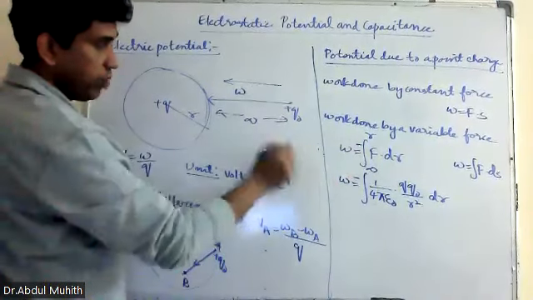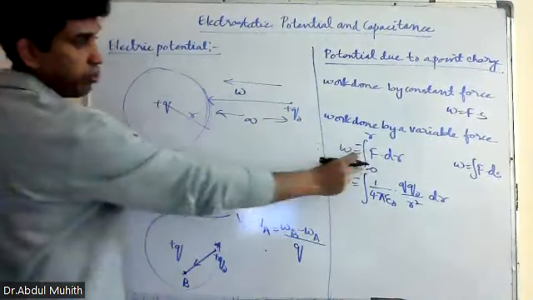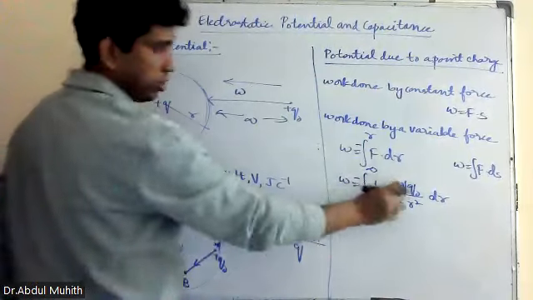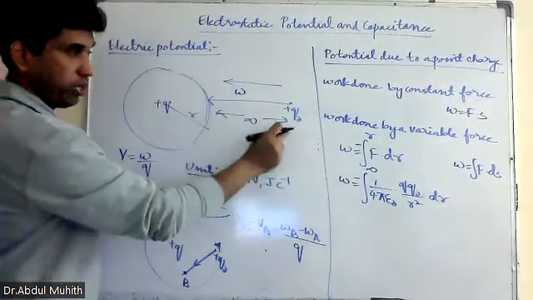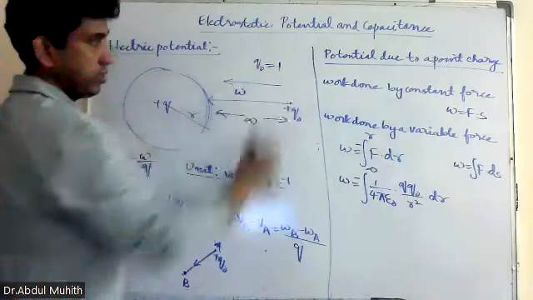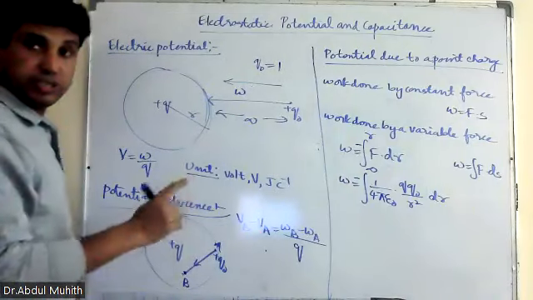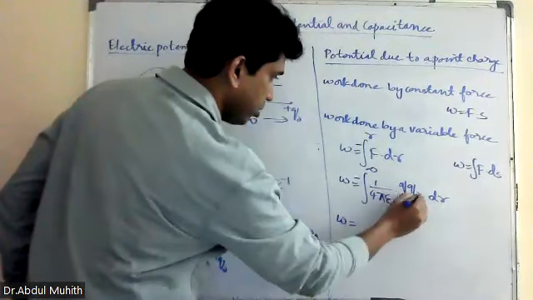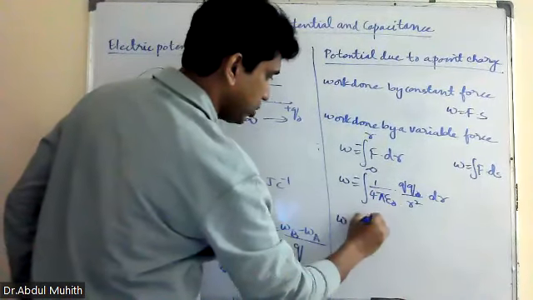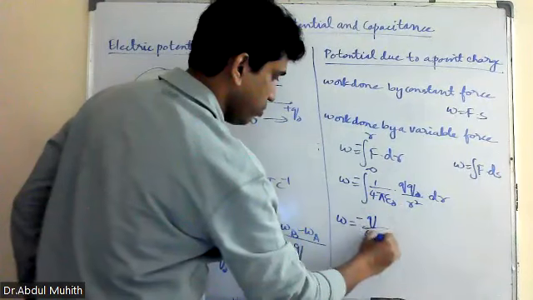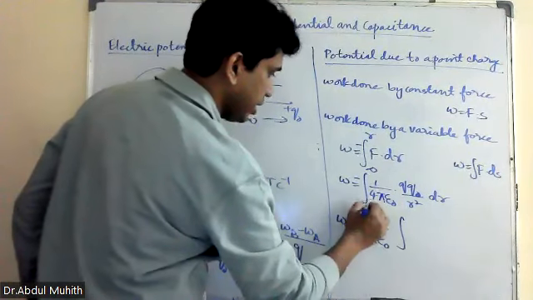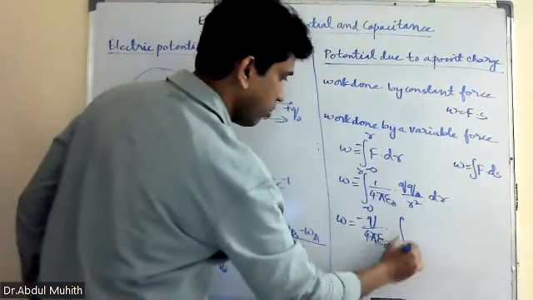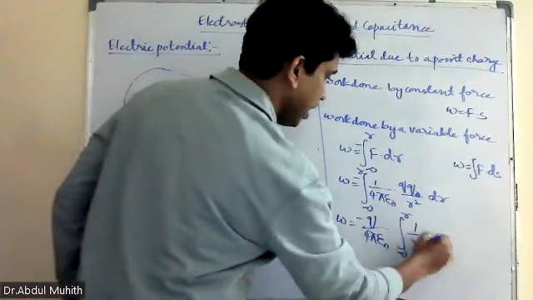So from where to where? Infinity to R. That's why I wrote infinity to R. Now, there are two charges, right? This is Q and this is Q0. But the Q0 value is equal to what? 1. The value of the unit positive charge is 1. So now I am taking all the constants outside. Q0 value is 1, just forget about it. Minus Q by 4 pi epsilon 0, from infinity to R, 1 by r square dr.